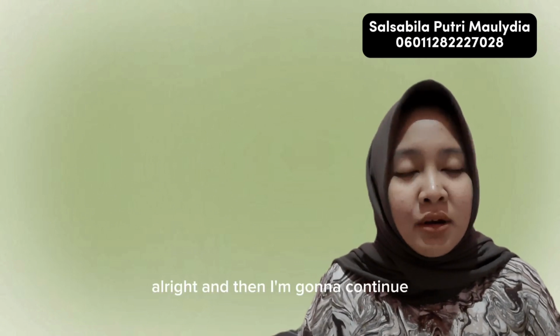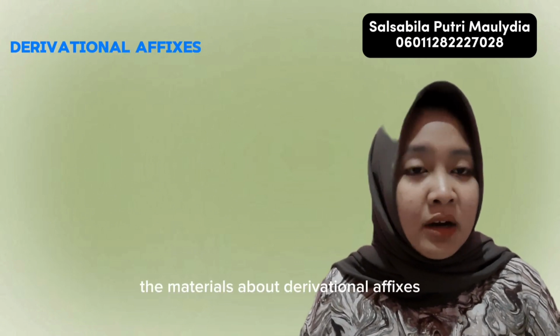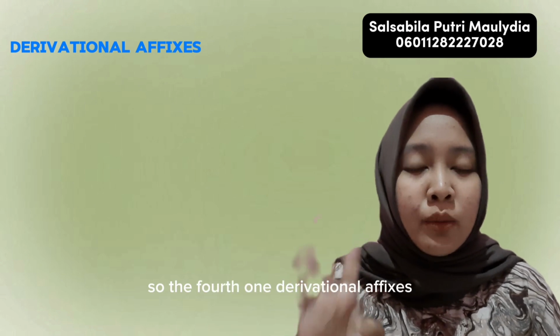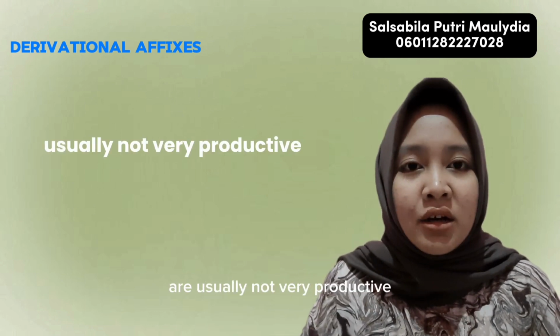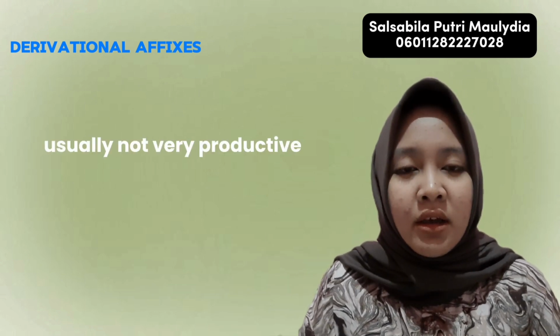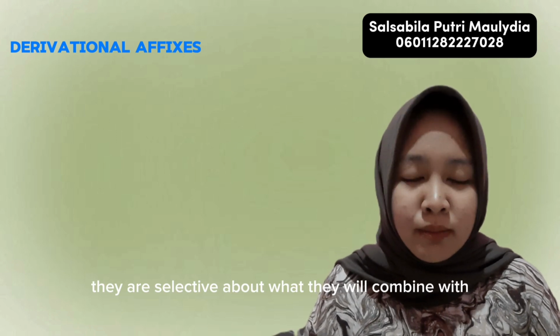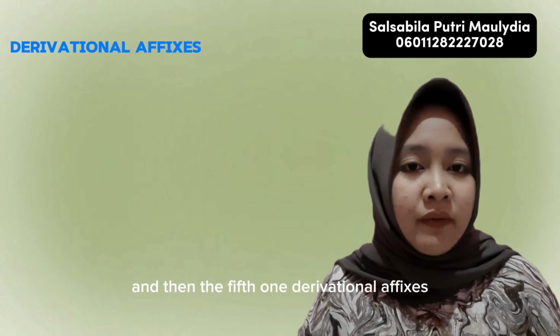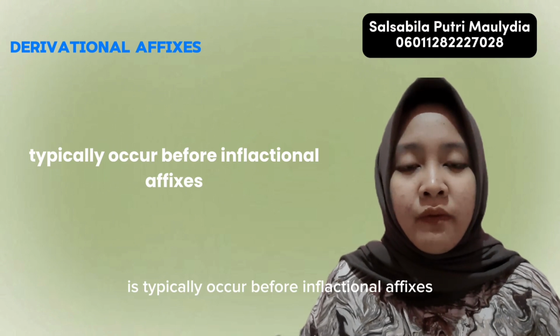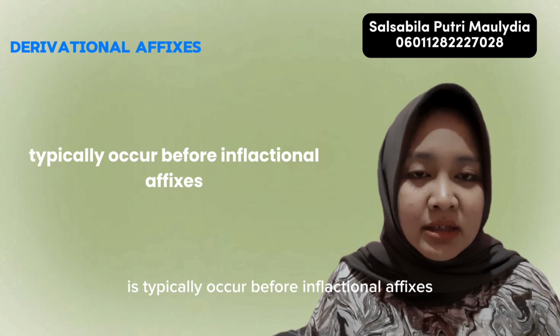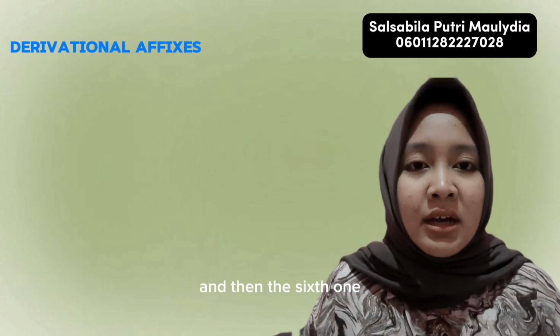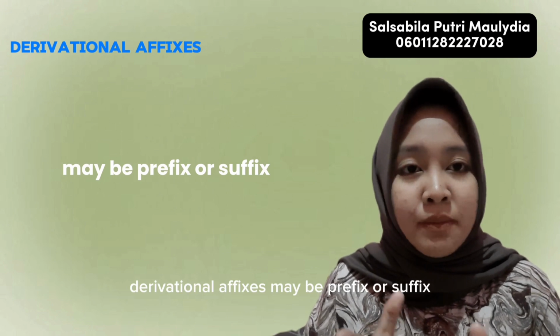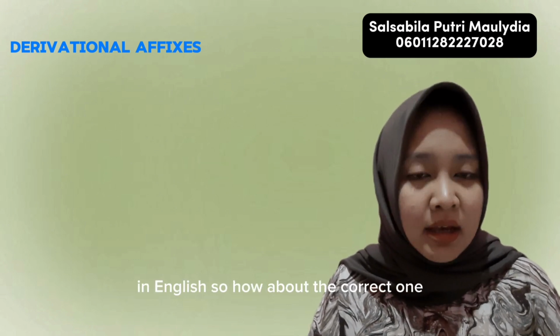Alright, and then I'm gonna continue the materials about derivational affixes. So the fourth one, derivational affixes are usually not very productive. They are selective about what they will combine with. And then the fifth one, derivational affixes typically occur before inflectional affixes. And then the sixth one, derivational affixes may be prefix or suffix in English.